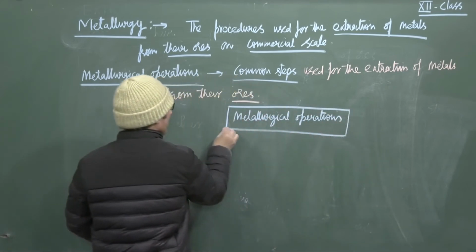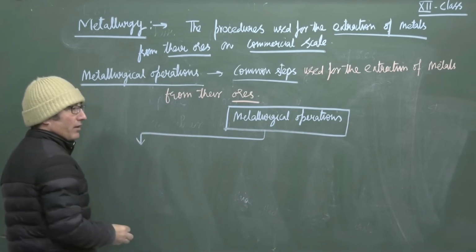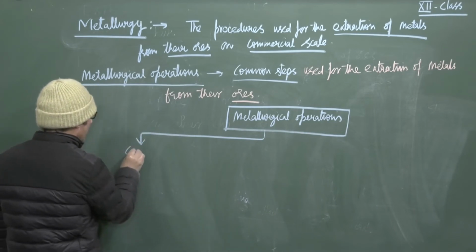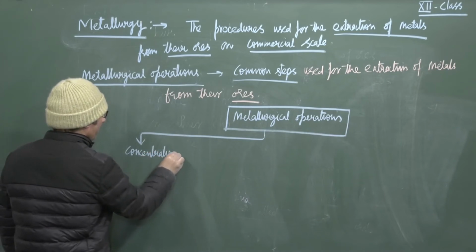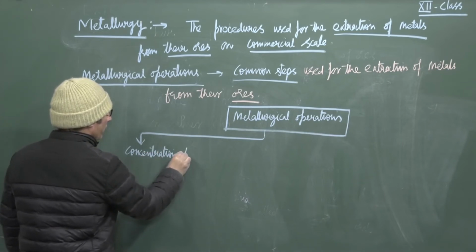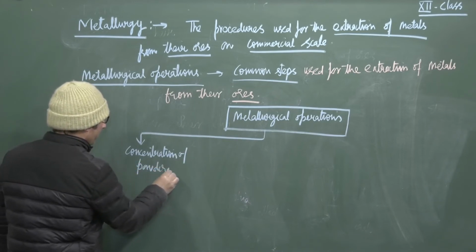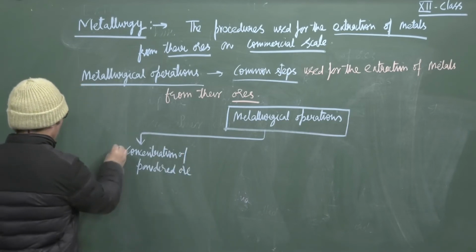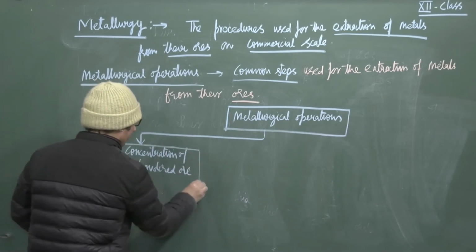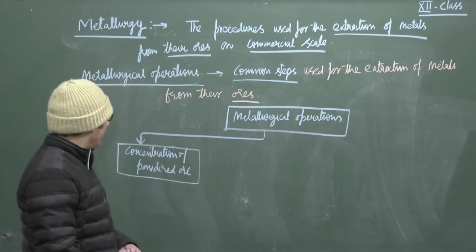The first metallurgical operation is called the concentration of the powdered ore. It's given a name, it's called concentration. The concentration of the powdered ore.